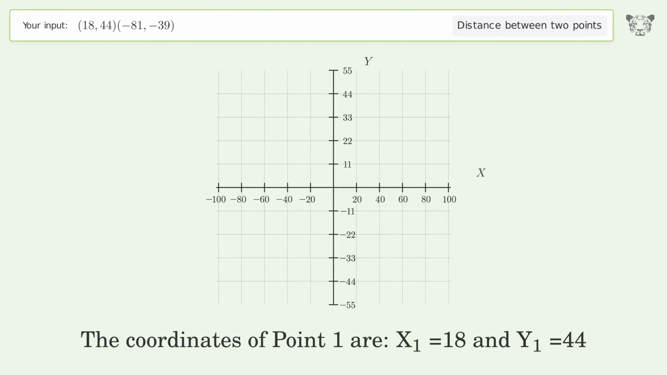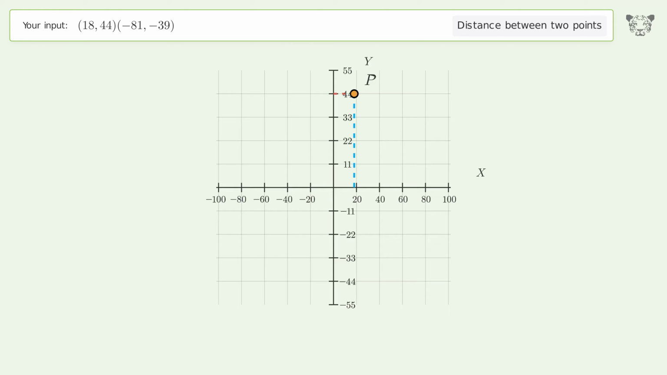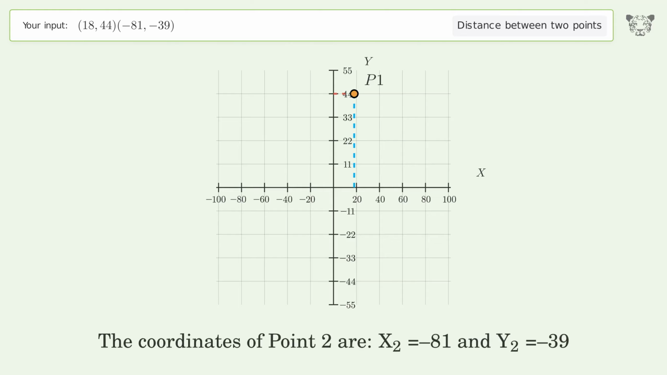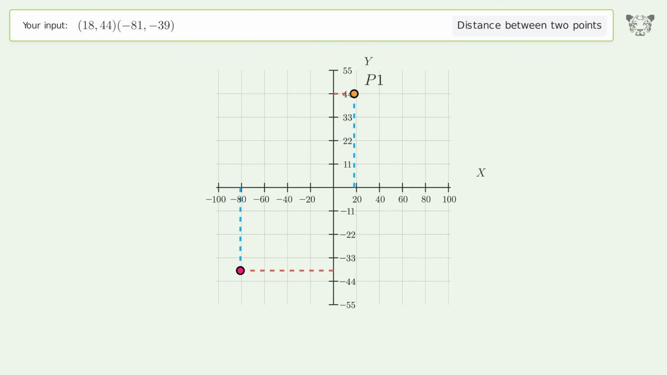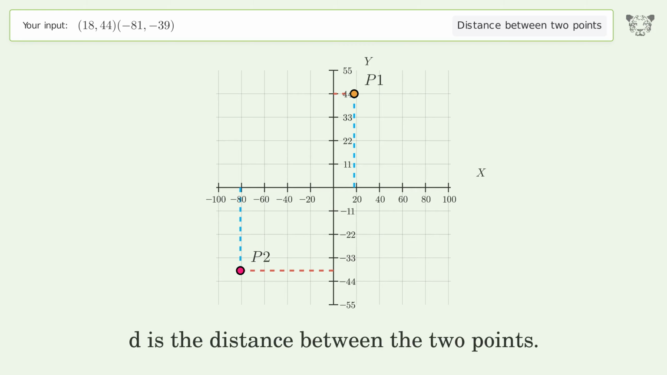The coordinates of point 1 are, x1 equals 18 and y1 equals 44. The coordinates of point 2 are, x2 equals negative 81 and y2 equals negative 39. D is the distance between the 2 points.